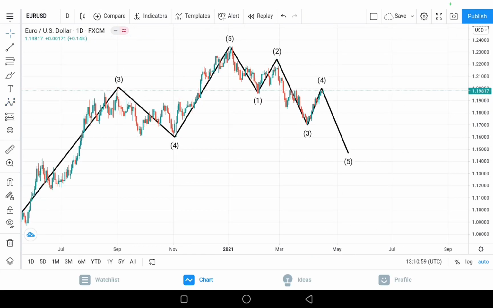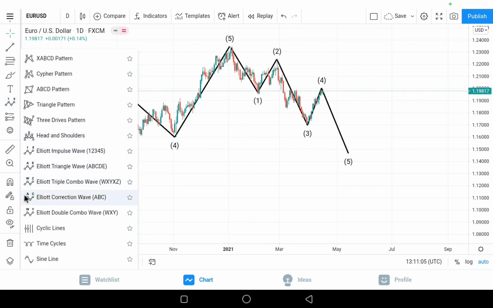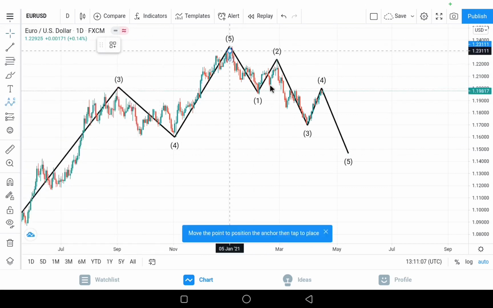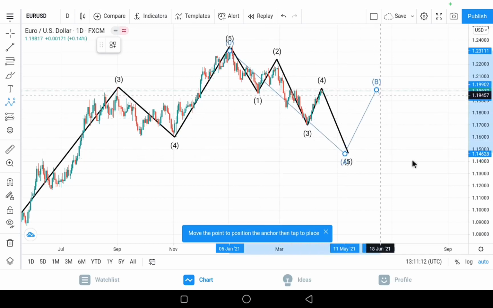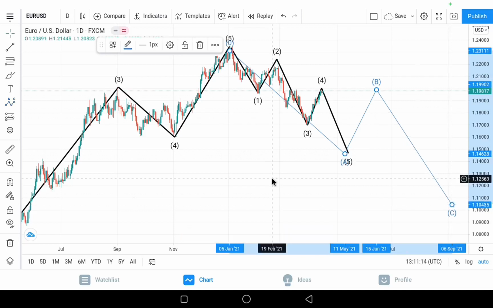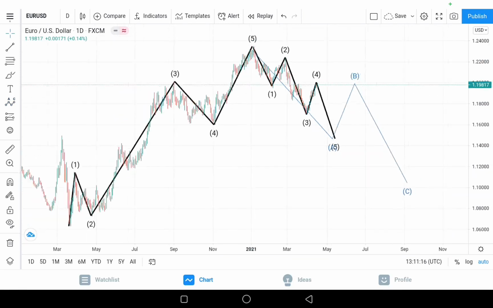So this would then be your A. This would then be your A, B, and C around here. That is the only thing that makes sense right now. And I'm on a long position, okay, but I'm also trying to see other scenarios. So this would be the A and B and C.